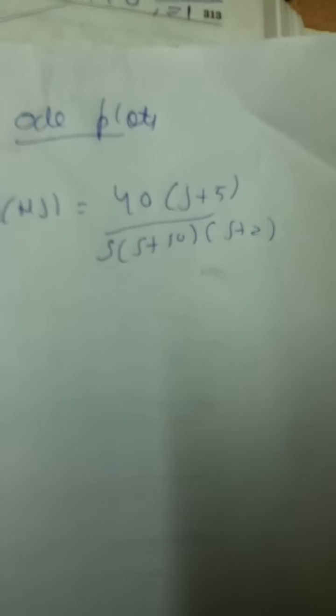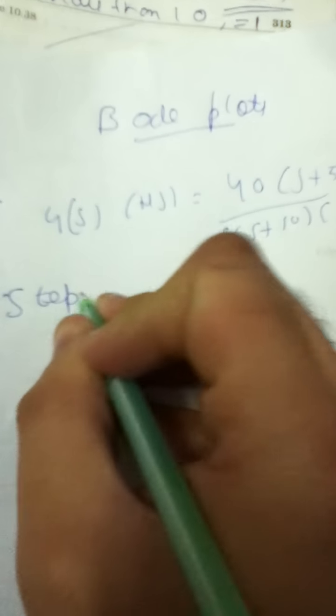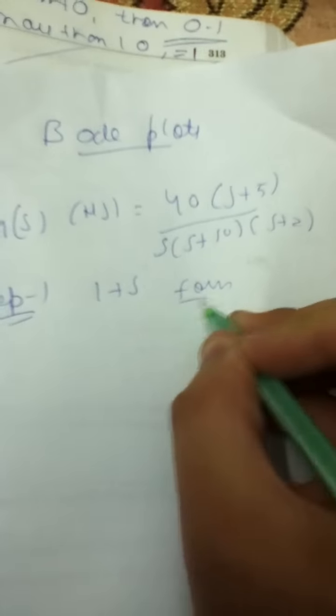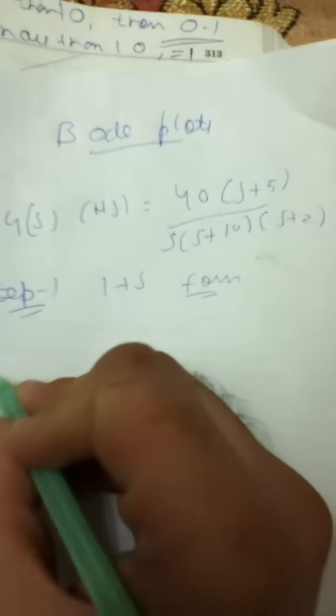First, the main thing about Bode plots is how to solve them. The basic thing we have to start with, step one, is to just convert this term into the form of 1 plus s. 1 plus s form. Just convert it like this.